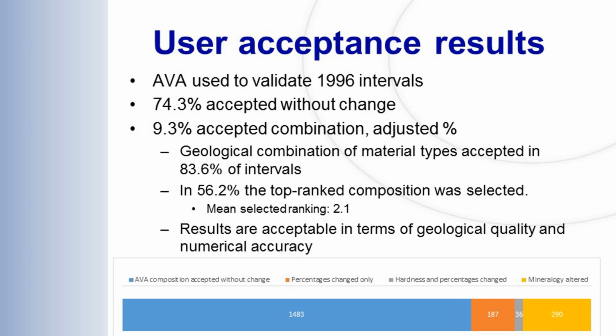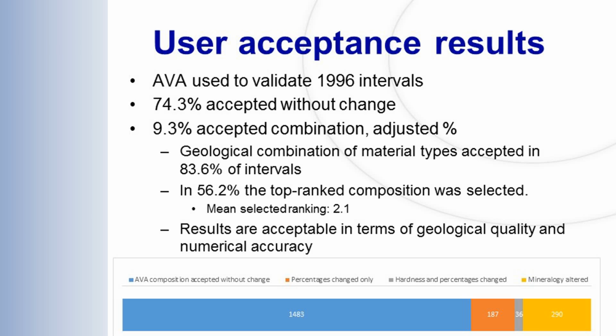So looking at the results, we evaluated a couple of different aspects of the algorithm. Firstly, this is back to front to the way I've presented it before, but this is looking at the geological context and set of material types. We got some geologists to go through and apply the algorithm to 2,000 intervals, and we looked at the results that they chose.